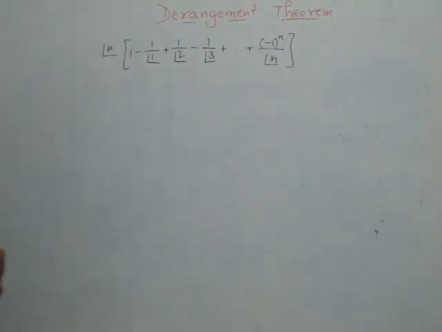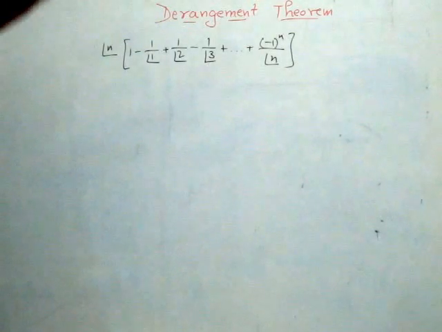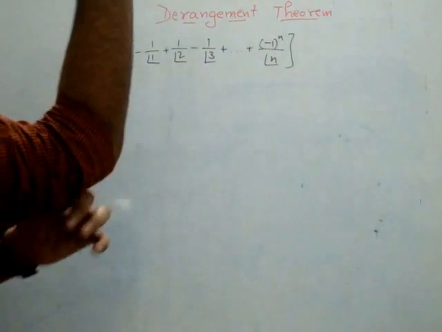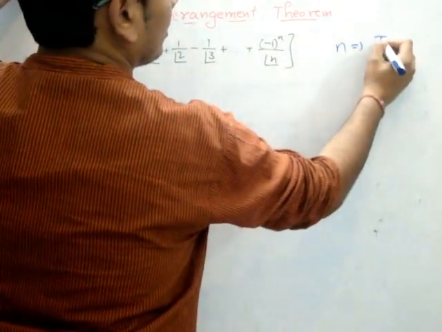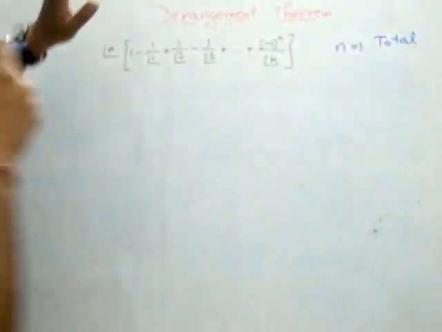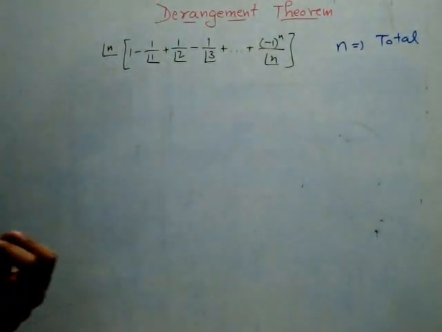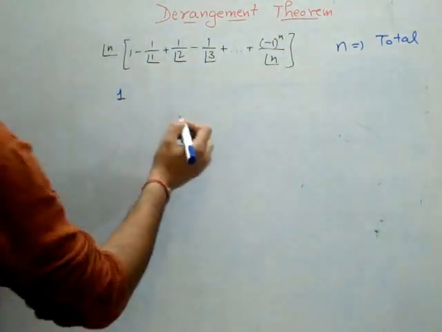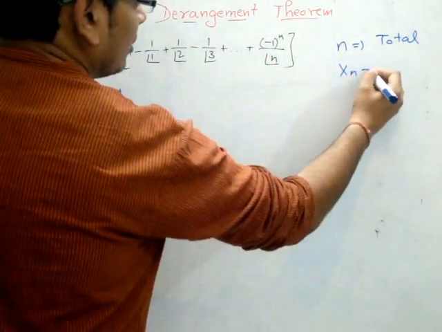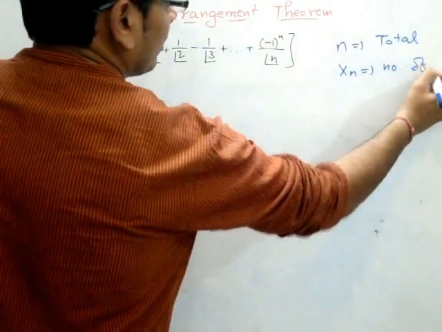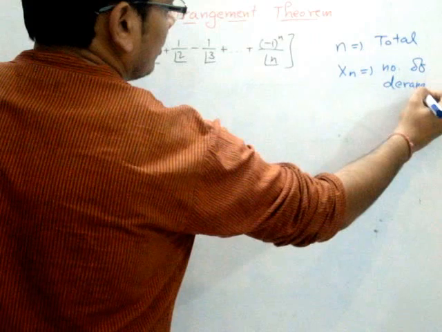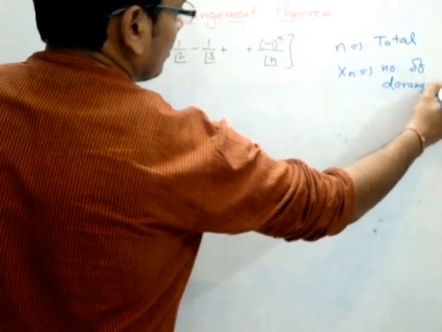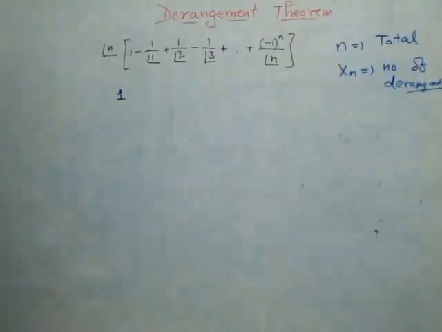In order to prove the derangement theorem, we will start from here. Say we have n total envelopes and similarly n letters. Now we need to start off with one single envelope. Let's suppose we consider envelope 1, and xn will be the total number of derangements. So xn is the total number of derangements. So let's start off with the first envelope.